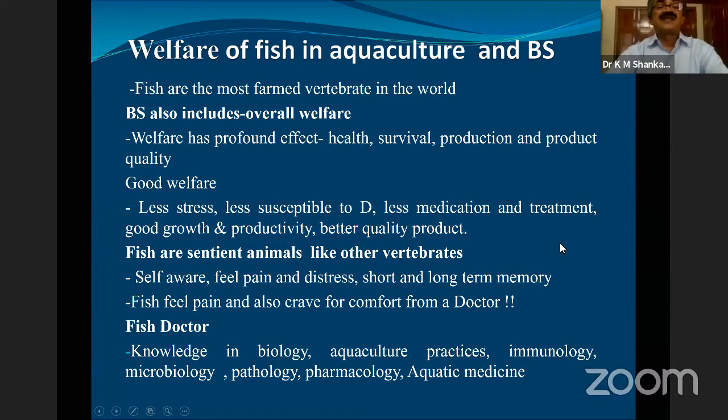Welfare of fish in aquaculture and the biosecurity. In the beginning, I said welfare of the fish is very important in biosecurity. Now, fish are the most farmed vertebrate in the world. But unfortunately, they're not classified yet as animals. I don't know, those who have worked on fish, conducting some experiment, still we are very afraid to conduct experiments because it's not yet considered on par with other animals.